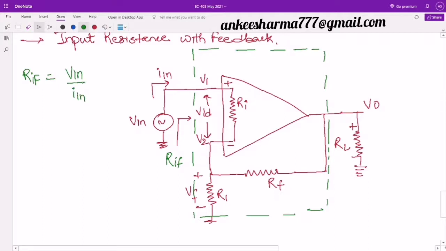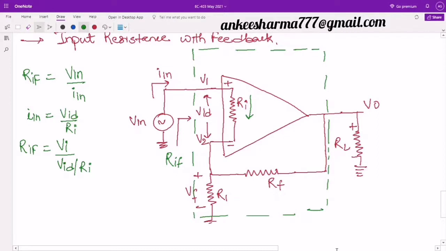Right? Iin, what is the value of Iin? If I look here, Iin is going through this resistor Ri. So when it is going through this resistor, we know the voltage across it is VID and the resistance is Ri. Can I find the value of Iin? So from here, can I say that Iin is nothing but equal to the voltage divided by the resistance Ri. So from here I will write my RIF will be equal to Vin divided by VID divided by Ri.